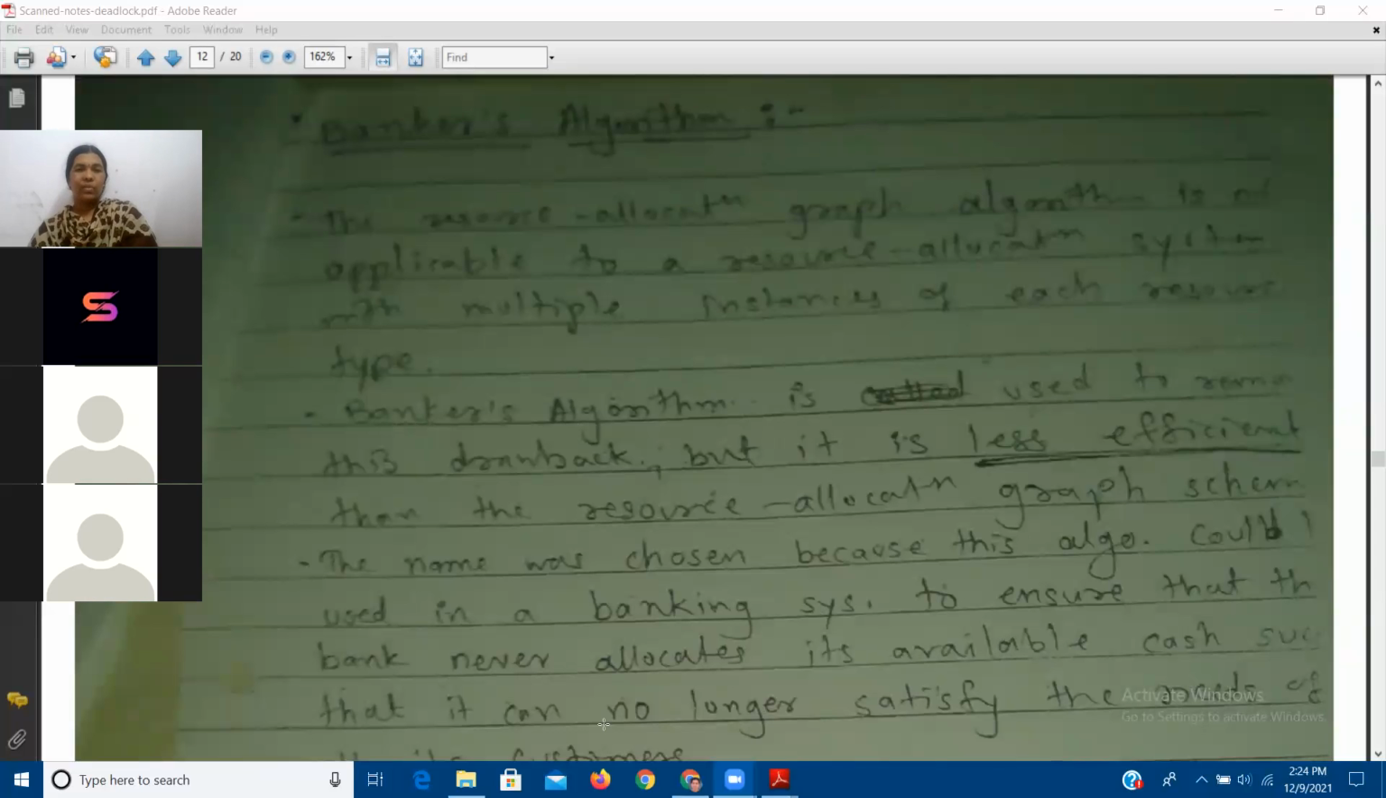Listen carefully, this is a very popular algorithm and somewhat difficult to understand. Actually, we discussed yesterday two examples which are very simple, and I said that if you got these examples, you will be able to understand the further algorithms. So based upon that example, we are going ahead here in the banker's algorithm.